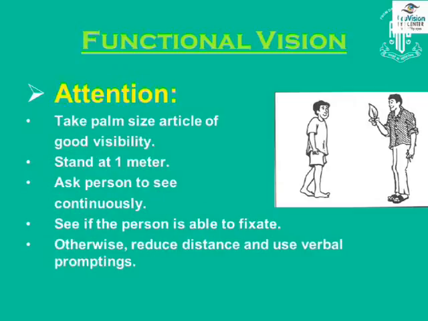So first is how we have to check for attention. Take any object at 1 meter distance and ask the person to see. If the person is able to do it at 1 meter, then keep on shifting it. Then you can change it from 1 meter to 3 meters. In this way, you check for attention, whether the child is able to see it or not. And then note down your findings.